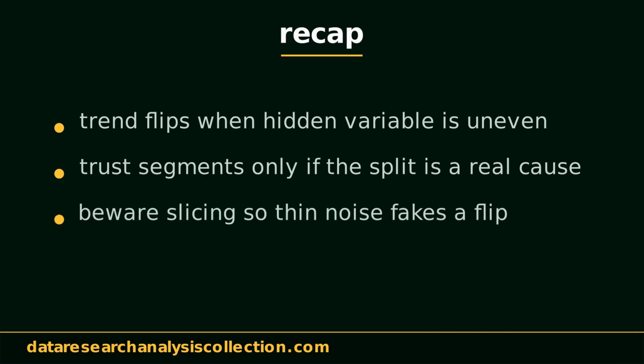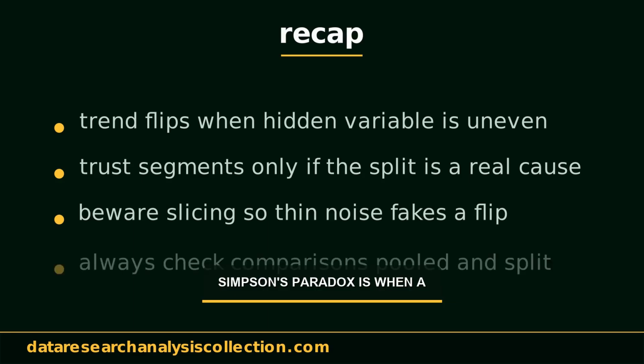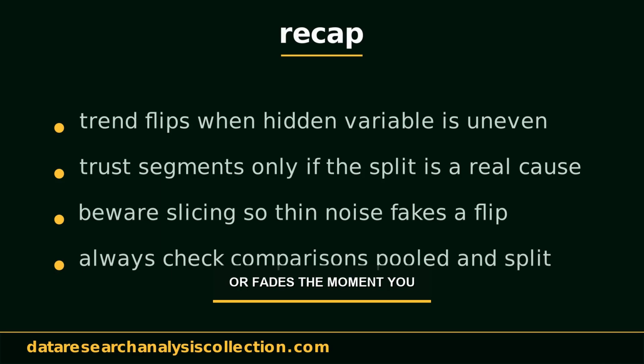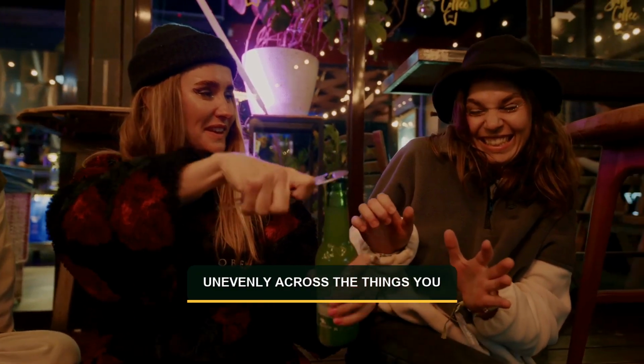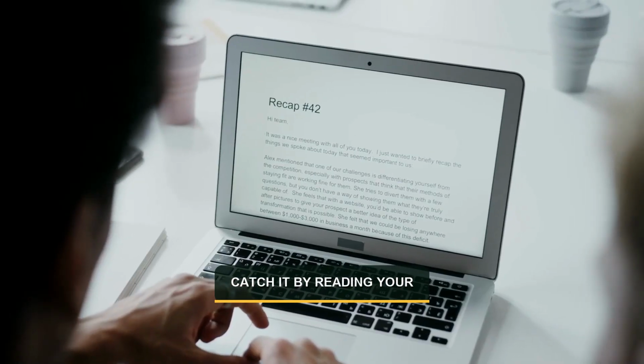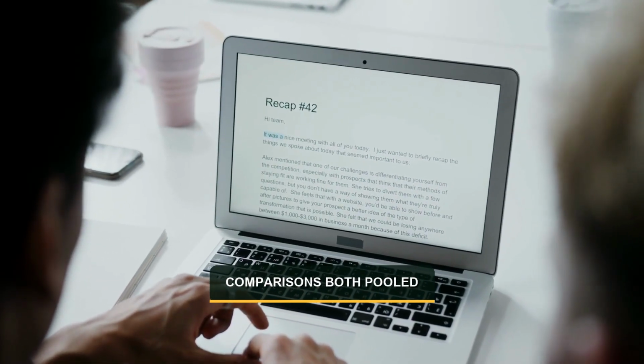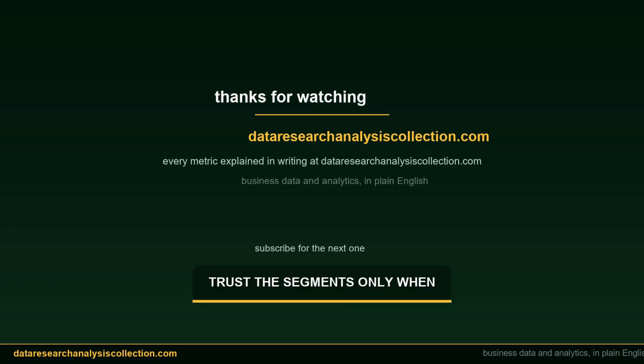So to recap, Simpson's paradox is when a trend inside every group flips or fades the moment you pool them, driven by a hidden third variable that sits unevenly across the things you are comparing. Catch it by reading your comparisons, both pooled and split. Trust the segments only when the split is a genuine cause. And beware slicing so thin that plain noise fakes a reversal for you.